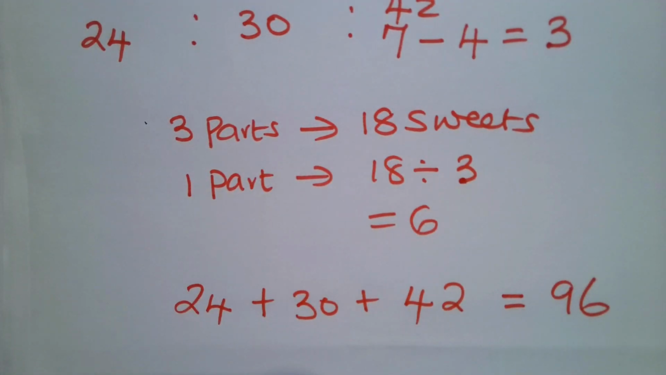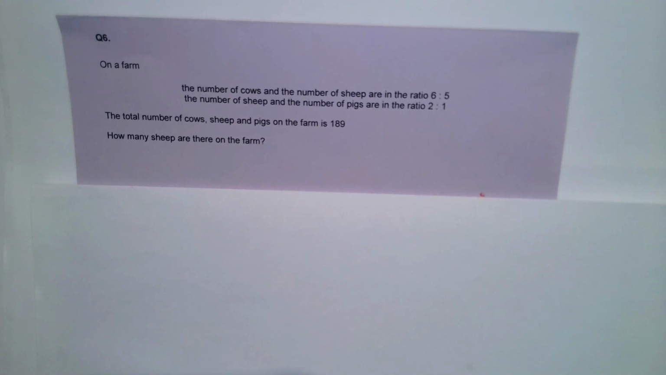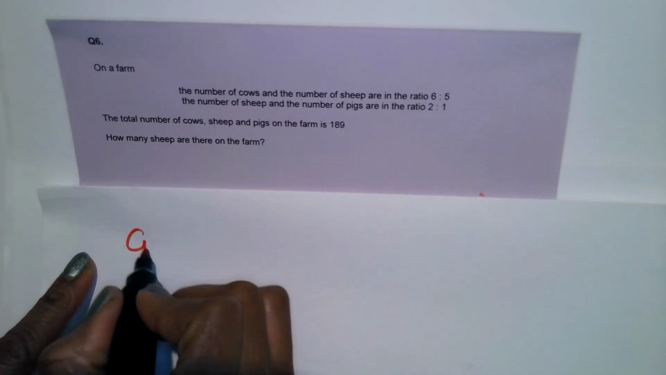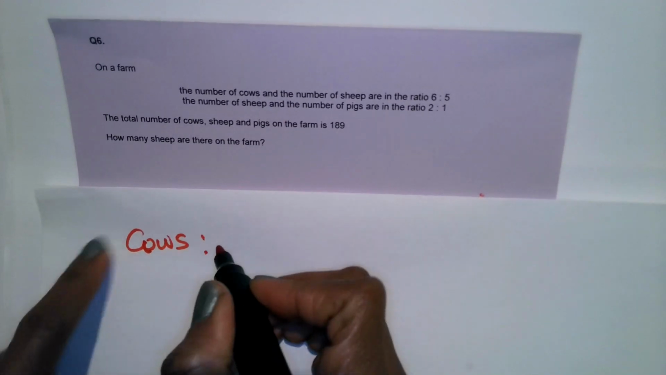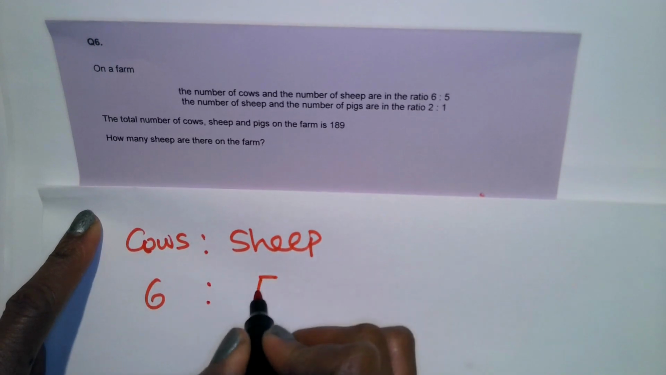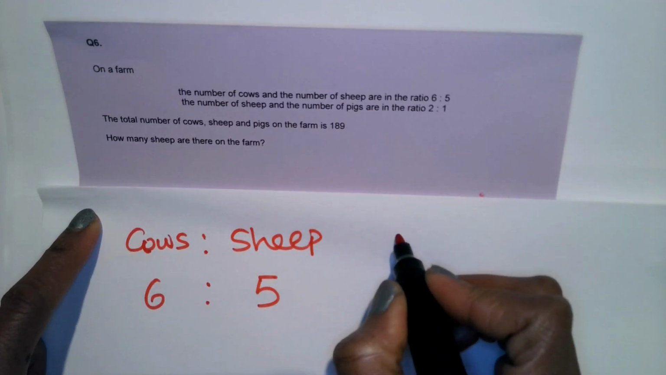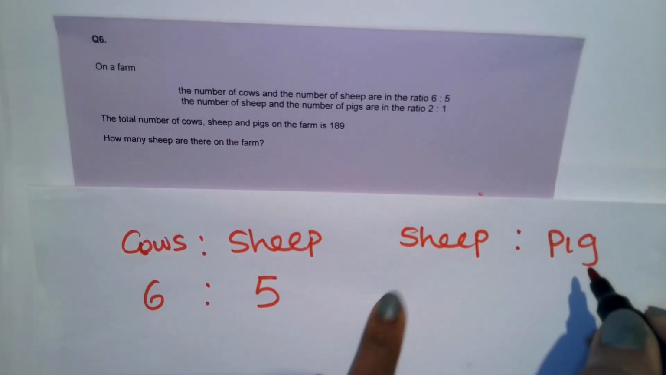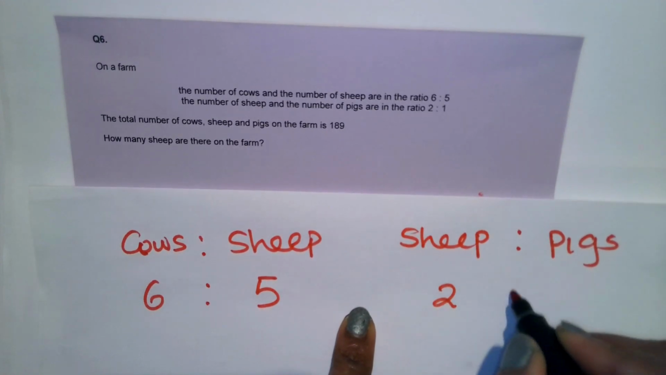All right. So we're going to do the last question on a ratio for today. On a farm, the number of cows and the number of sheep are in the ratio of 6:5. So I've got cows, sheep, 6:5, and I've got another one which is sheep is to pigs in the ratio of 2:1.